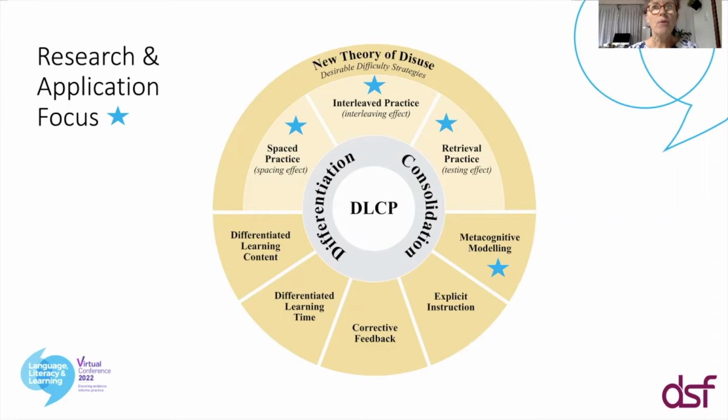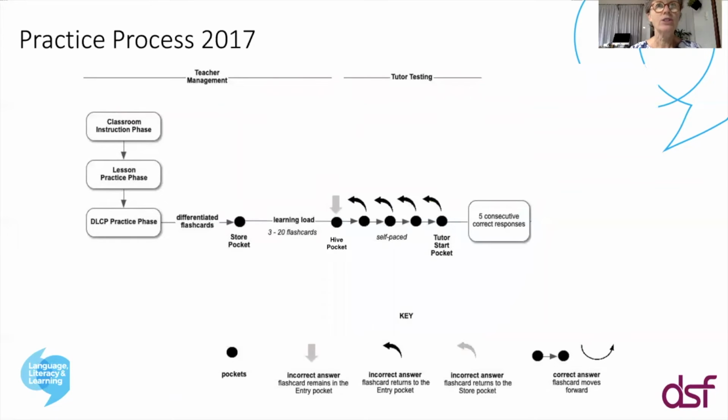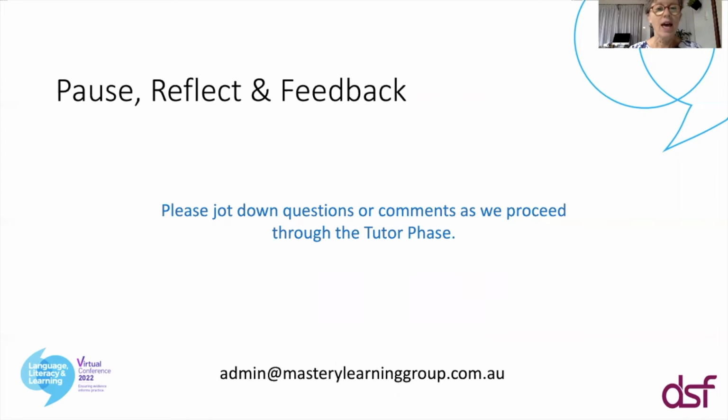It is my hope, however, that the Mastery Learning Folder tool may become an instrument that's used to investigate these factors in younger populations. The tutor stage of the process is delineated by the green pockets, as you know. And to recap, here is a repeat of the tutor phase diagram. As I work my way through the applications to the process, please jot down any questions or comments.